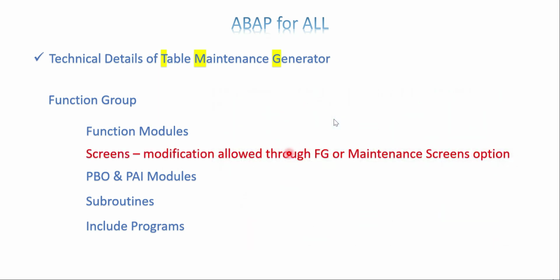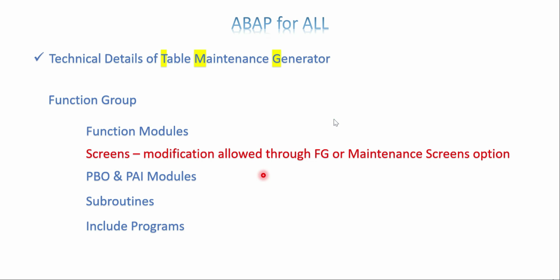And another one is screen modification. If it is a TMG, there might be a requirement saying that this field is to be auto populated, so don't allow the user to enter the value. A very simple example is created date time and changed date time, or created by, changed by. Those things are to be populated automatically. So for this, we have to write code.